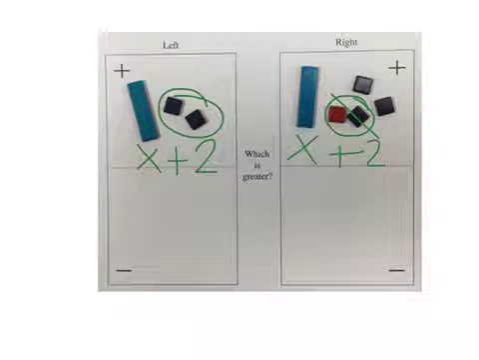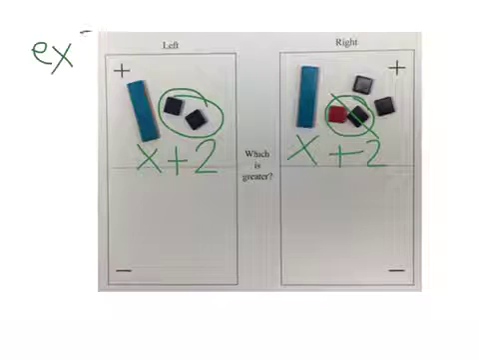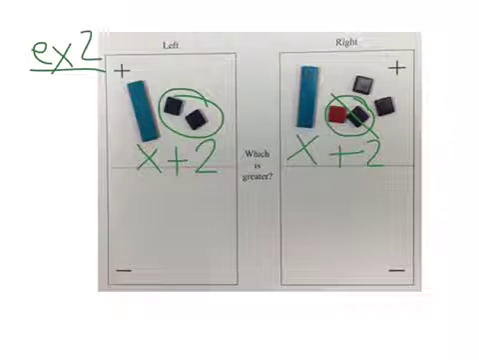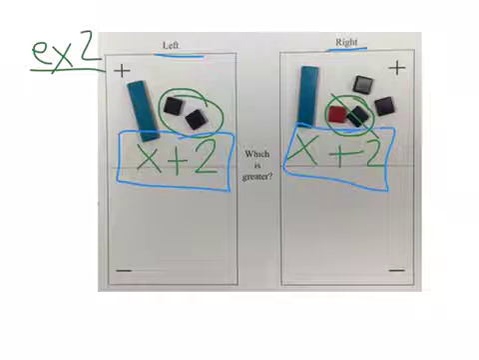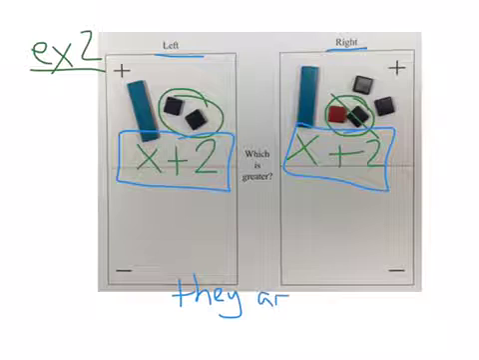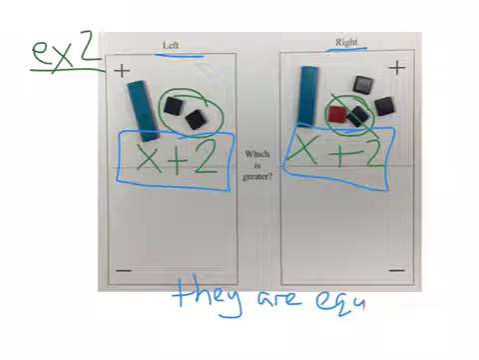So in this case, again, this is example 2. What I want written on your paper is the word left and your expression, the word right and your expression. Then our question says which is greater. So in this case, we would say that they are equal.